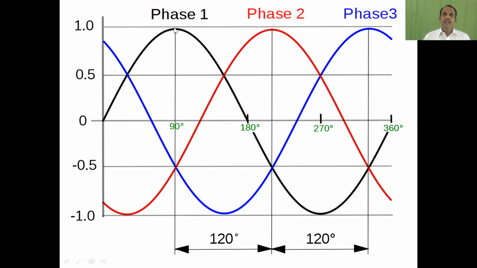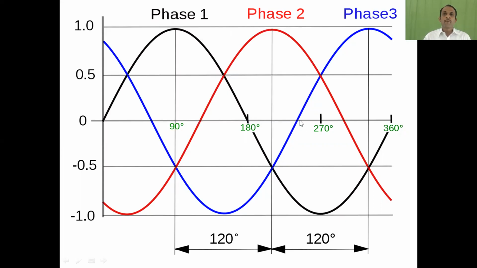Looking at phase 1, this voltage waveform is represented by V1 = Vm sin(ωt + 0), or simply V = Vm sin ωt, because it starts at 0 degrees. Now coming to the red phase, which is phase 2, I'll call it V2. V2 = Vm sin(ωt - 120°), because it starts after 0 with a difference of 120 degrees. Now I come to phase 3. This phase 3 starts at 240 degrees after 0. So V3 = Vm sin(ωt - 240°).